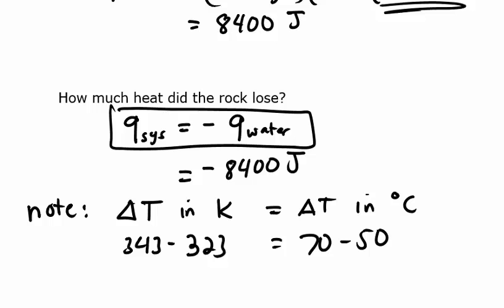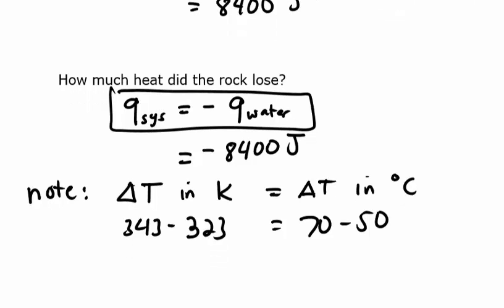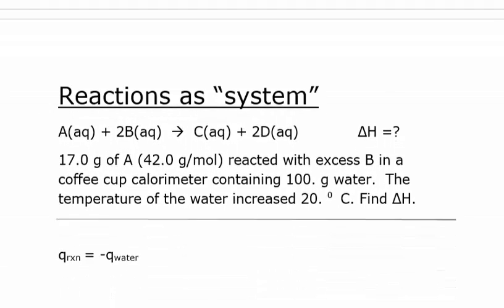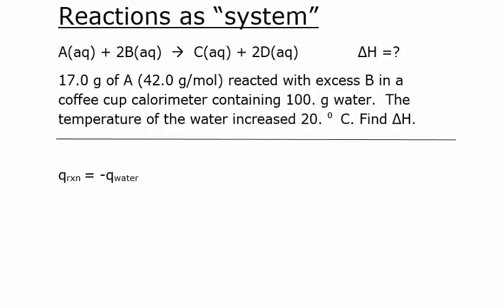Now that we've done the calculation for a simple system, which is a rock, let's make it a little more complex and a little more useful by using a reaction for the system. This is going to be a generic reaction where I have A plus 2B going to C plus 2D, and we want to know the delta H for the reaction. So the setup is that we have 17 grams of A, and there's the molar mass, reacted with excess B in a coffee cup calorimeter containing 100 grams of water. The temperature of the water increased to 20 degrees C.